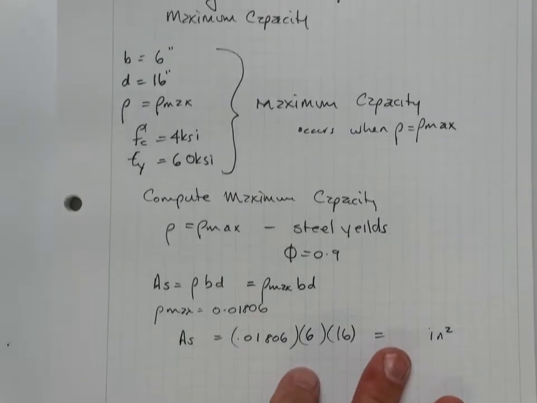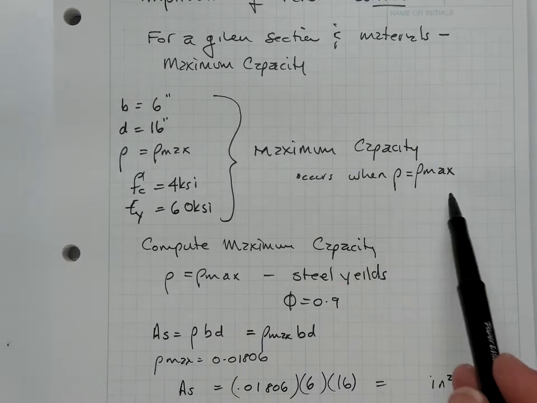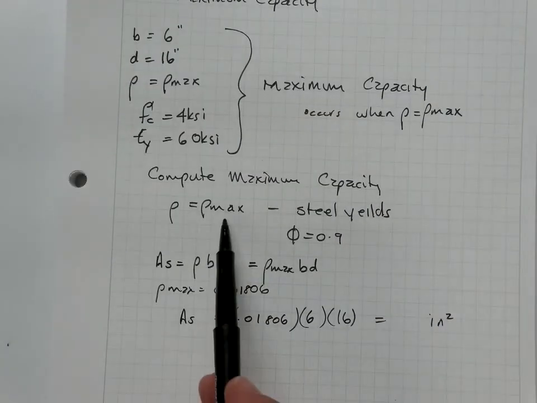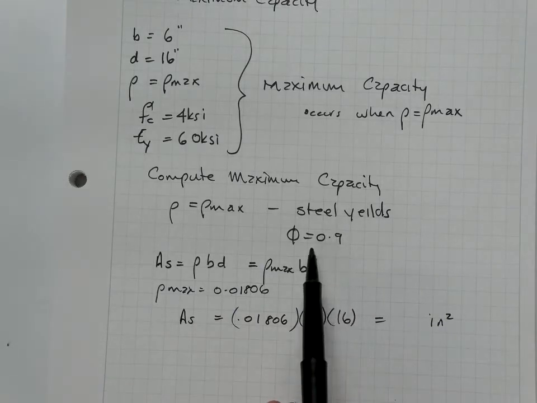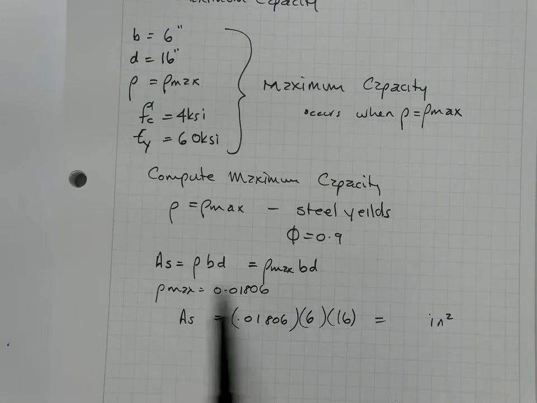All right, so we're calculating the maximum capacity of a beam when rho is equal to rho max, and sometimes we can't change the dimensions for lots of reasons. So we're going to compute that maximum capacity. Rho max means the steel yields. We're at 0.9 as our phi factor. Calculate the area of steel from the definition of rho, and what do we get?